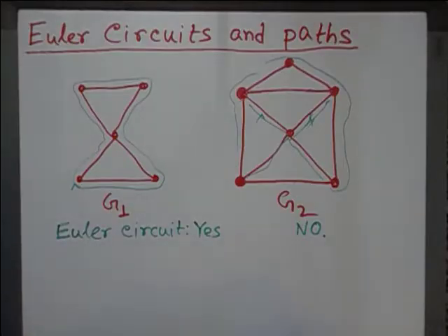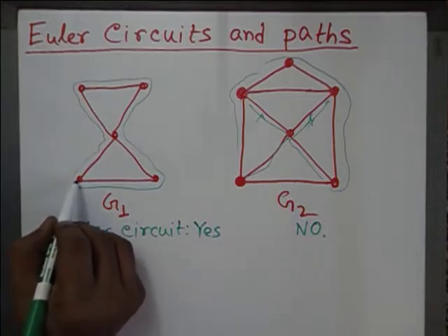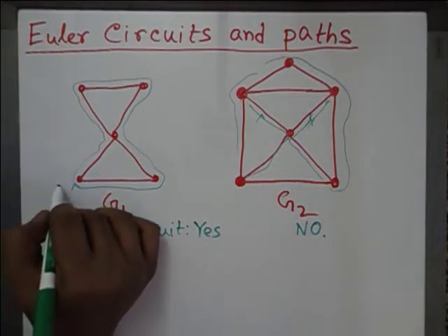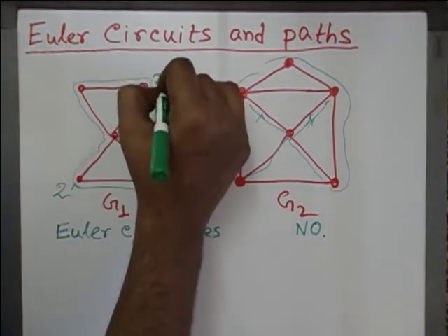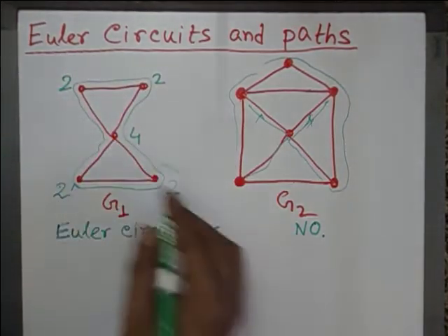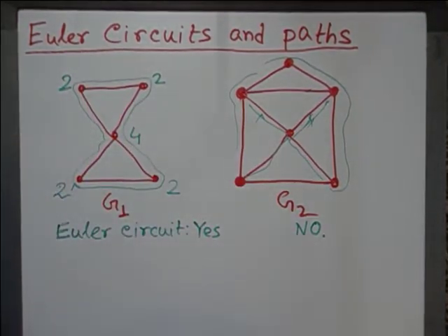So the answer is pretty simple. You take a look at the graph, you figure out the degrees of each vertex, and if all of them are even, that means all the vertices have even degree, then the graph has an Euler circuit. Otherwise it doesn't. So let's check with the examples here. What's the degree of this vertex? It's 2, 2, 4, 2 and 2. So all of these vertices have even degree, and that's why we have the circuit.